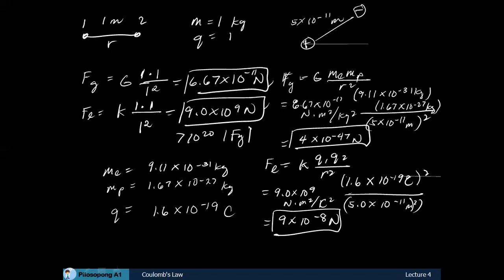So the value of 9 times 10 raised to negative 8 newtons is about 10 raised to 40 times that of gravity. So really, electrostatic force is a stronger type of force compared to gravitational force. But we don't take away the force that gravity applies to heavenly bodies like the moon, stars, and even on the earth.